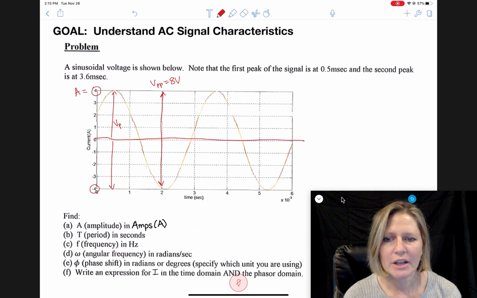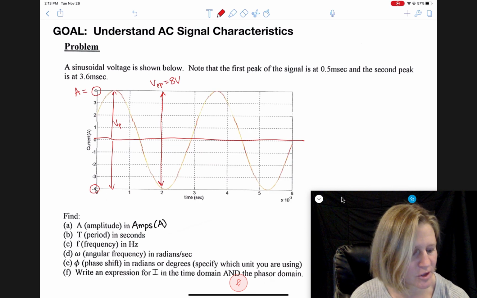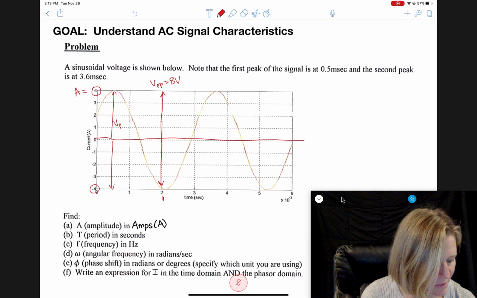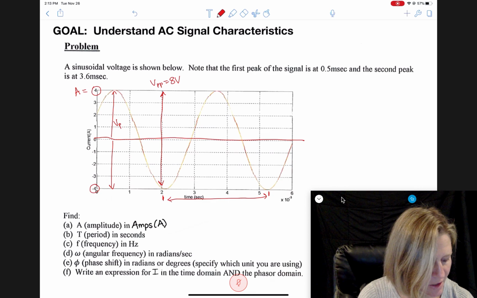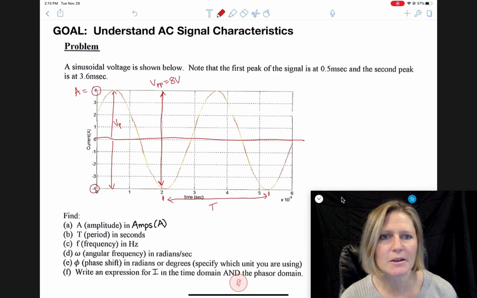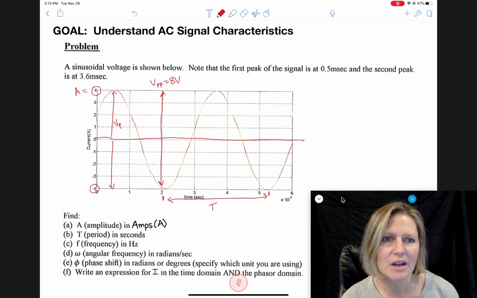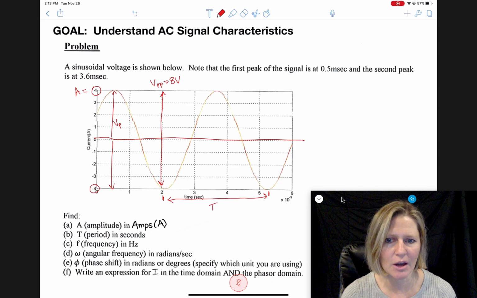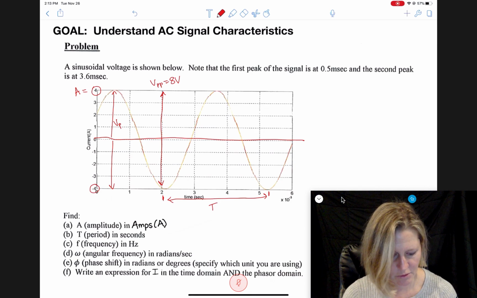The next thing to understand is the period. The time period is from one peak or minimum to another one. It is the distance between here and here, or you can say it's from the peak to the next peak. It says that this is 0.5 milliseconds off from 0. So this means that our period is going to be that whole distance of 5.5 minus 2.